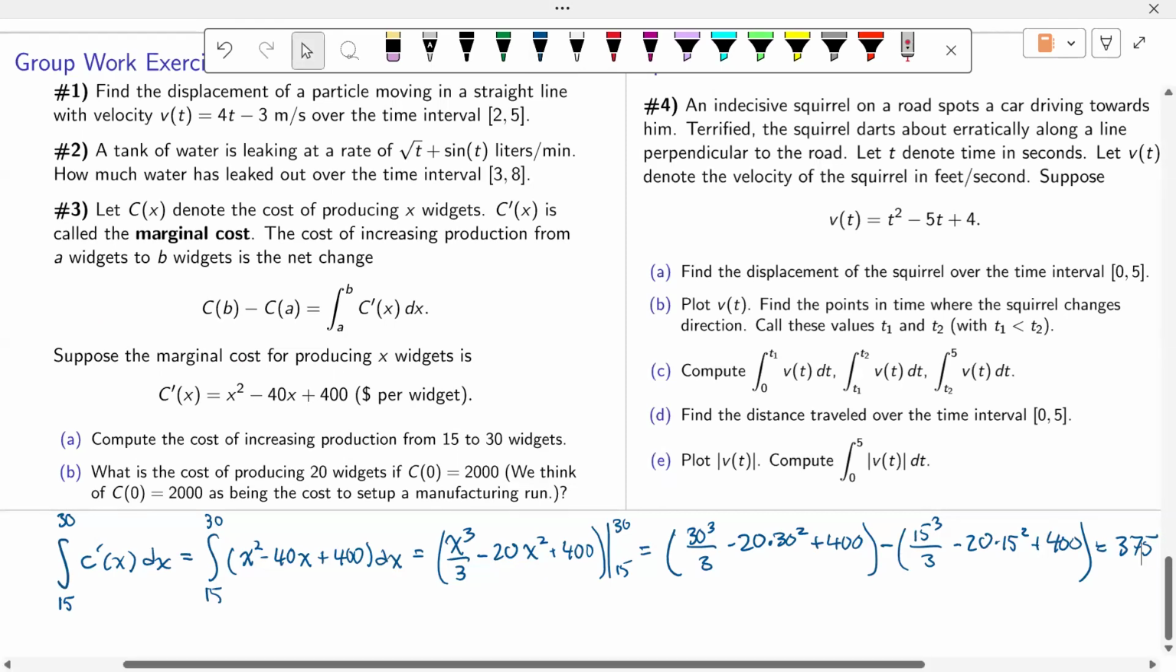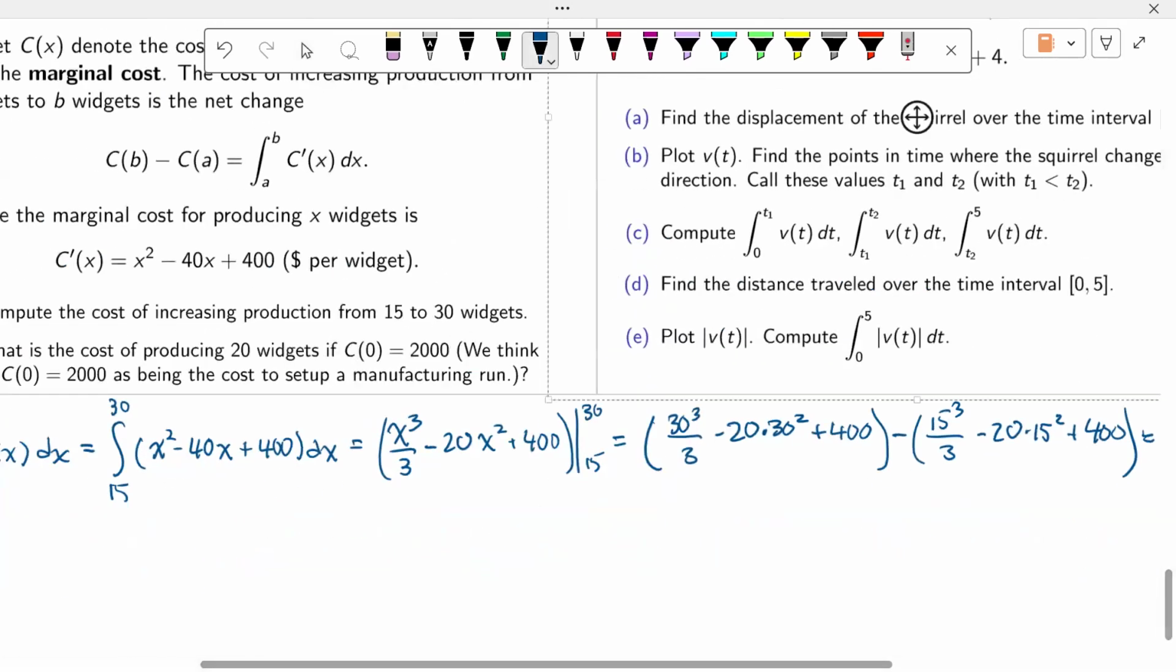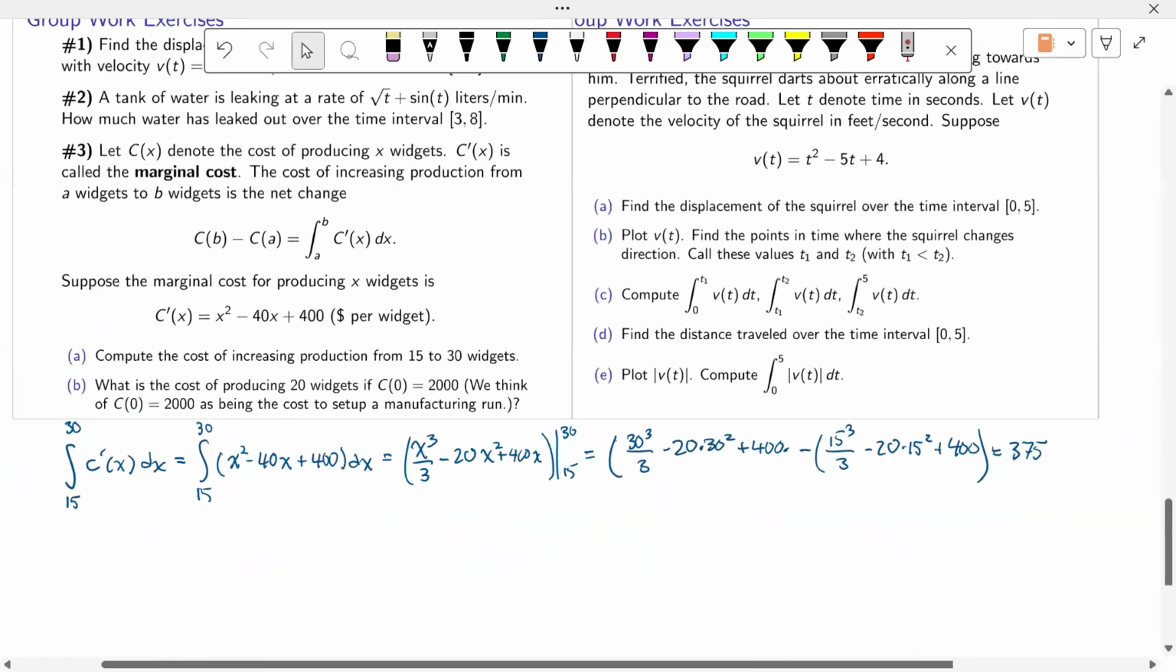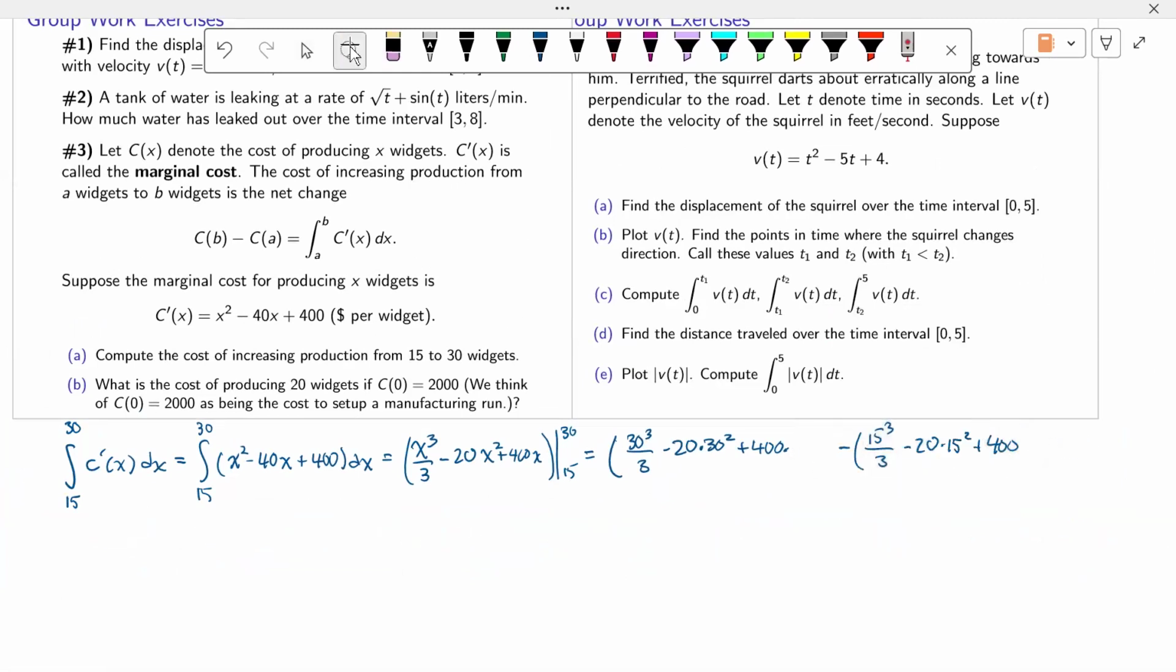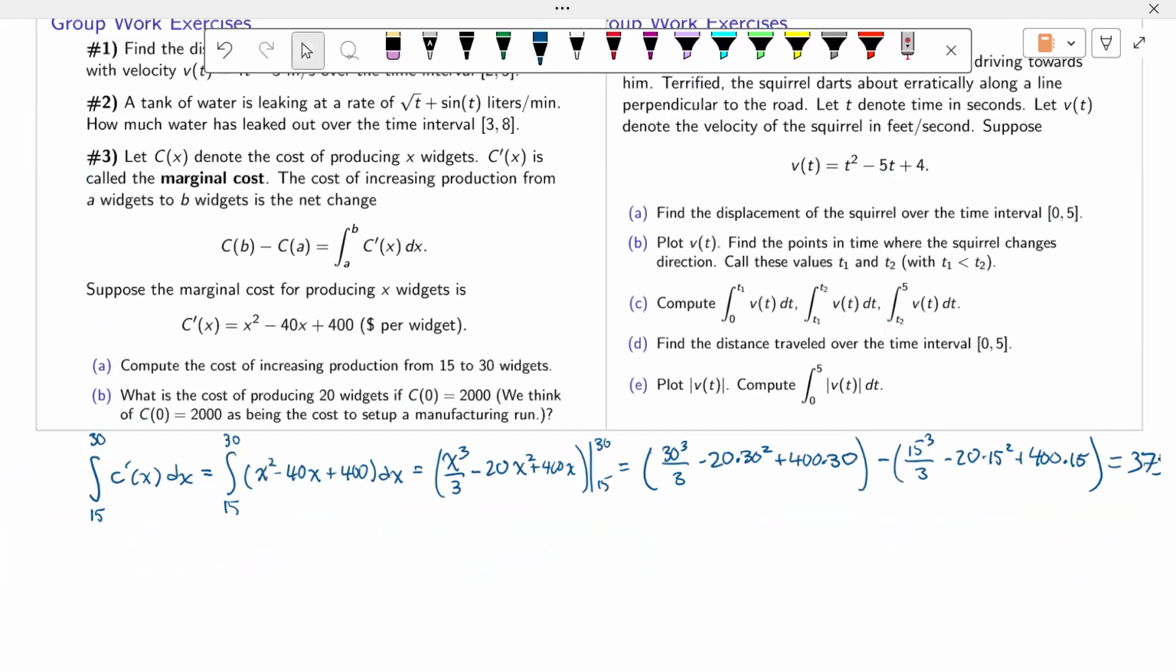Oh yeah, it should be 400x. Oh dear. Even ChatGPT wouldn't get that wrong. All right, so it'd be 400 times what? Let me move stuff around here. 400 times 30, and then let's just erase. 400 times 30 there, minus 400 times 15 there. It's still 375. Okay, so that's for part A.